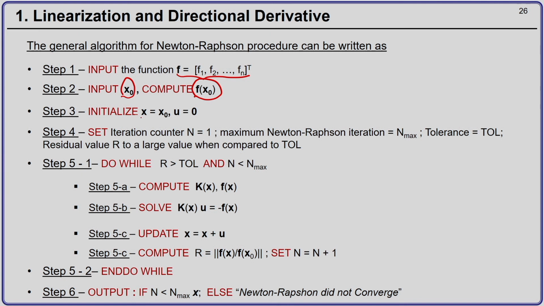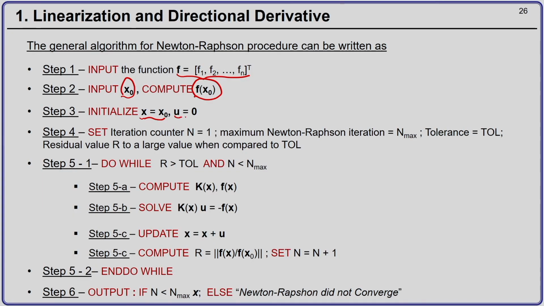Now, let us say our solution will initialize to x0, because right now we do not know the solution. So, we will say that let our initial guess be the solution and let the increment u be equal to 0. Now, we set the iteration counter, the Newton-Raphson iteration counter, to be 1. And also the maximum number of Newton-Raphson iterations that we want to do, let us say it is n subscript max. This we also need to define.